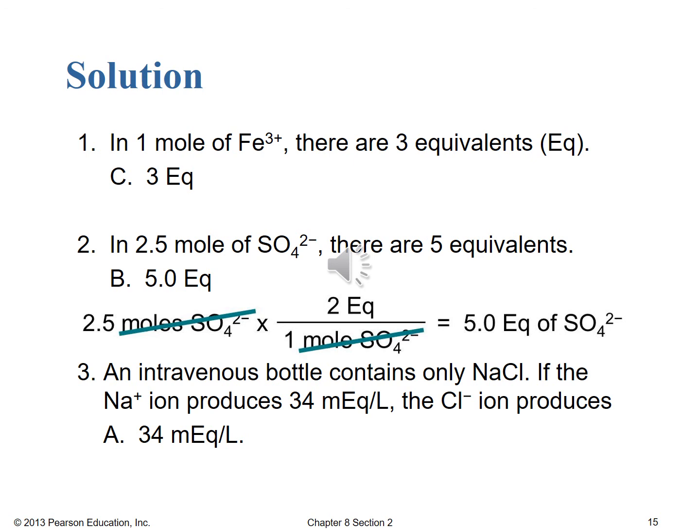In number 3, if we have just the Na and the Cl, the Na+ has to be equally balanced by Cl-. They're in a 1-to-1 mole ratio. So if the Na+ ion is producing 34 milliequivalents per liter, then that Cl- ion darn well better produce 34 milliequivalents per liter, choice A.